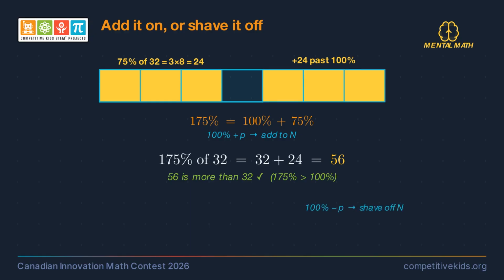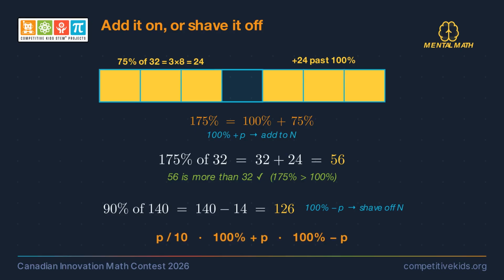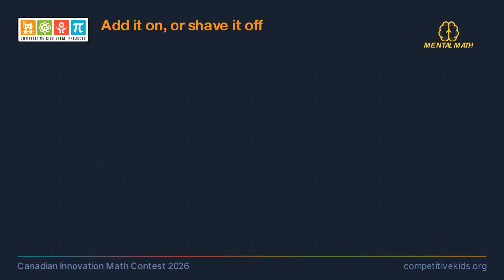The third scale is 100% minus p. Take 90% of 140. 10% of 140 is 14. Shave it off. 140 minus 14 is 126. 3 scales: a tenth, plus to n, and minus from n.